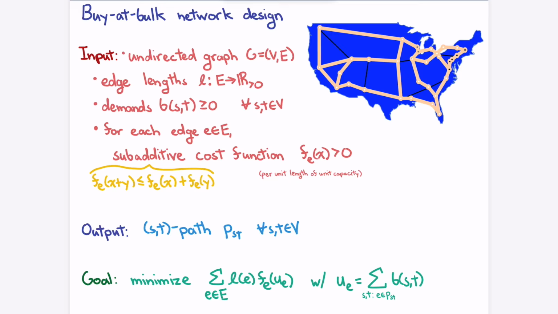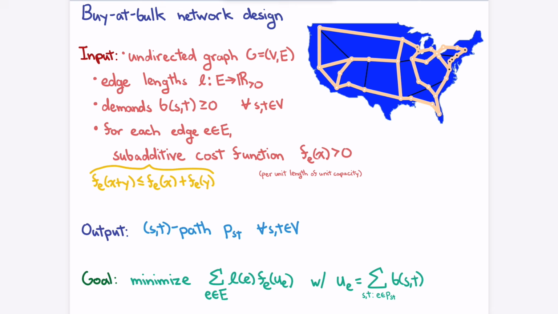Yeah? So then the cost function, the inequality rule that f of x plus y is less than f of x plus f of y. Are x and y just like subpaths? These are just quantities. So if x is like 5 and y is 4, the cost of buying capacity 9 is at most the cost of capacity 5 plus the cost of capacity 4.